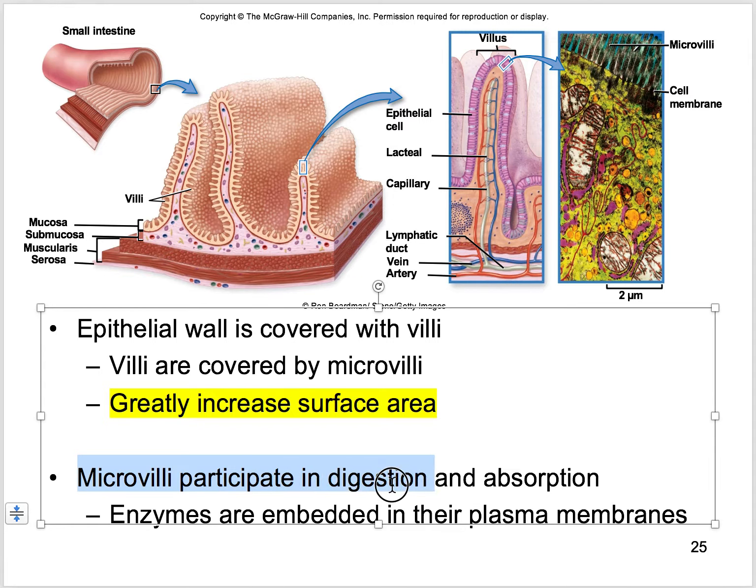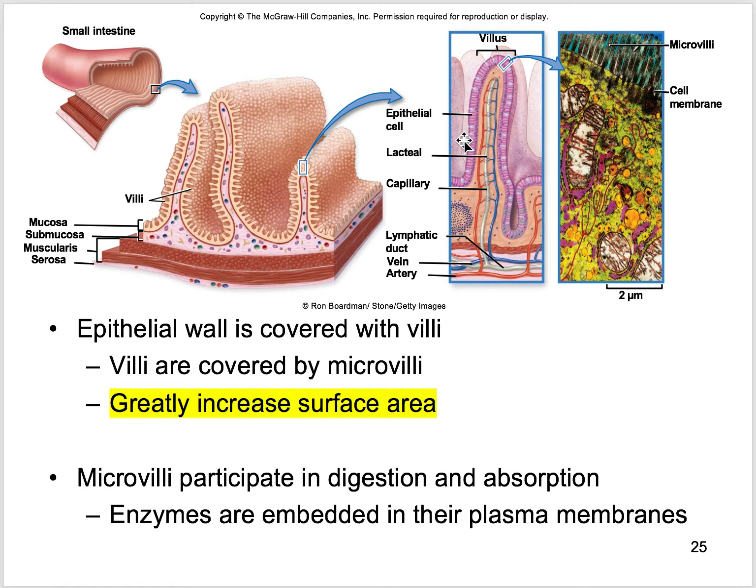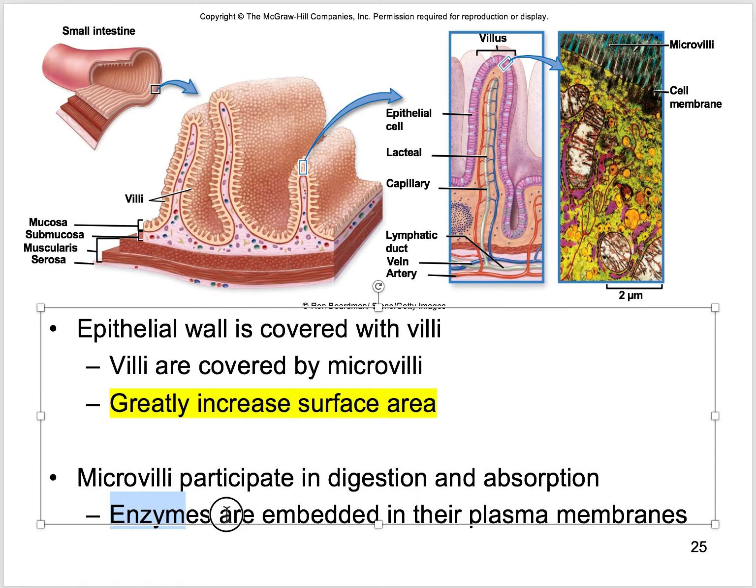Now, microvilli also participate in digestion because along the edge of the microvilli, we have enzymes embedded into their cell walls. That's what makes up what we call the brush border enzymes. So enzymes are also helping to digest, meaning that in the small intestine, we have both digestion and absorption happening.